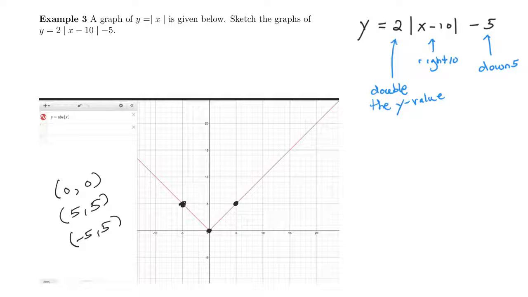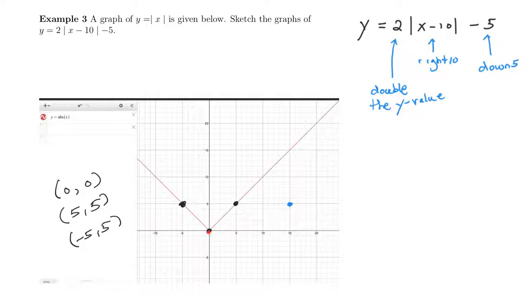You could start with any one that you want. I think we could start with this one, 5, 5. Okay, we're going to go right 10. We're going to double the y value, which is at 5, meaning it goes up to 10. But then we're going to subtract 5 from it, and it ends up at 15, 5. So let me mark that, 15, 5. And we'll do the same thing for the remaining points.